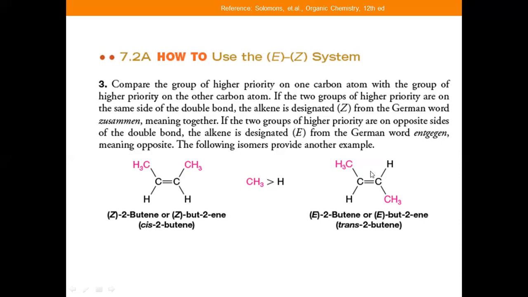The E and the trans are also just the same. So where does it come from? Z came from the German word zusammen, which means together, and E comes from the German word entgegen, which means opposite. So that's Z and E.